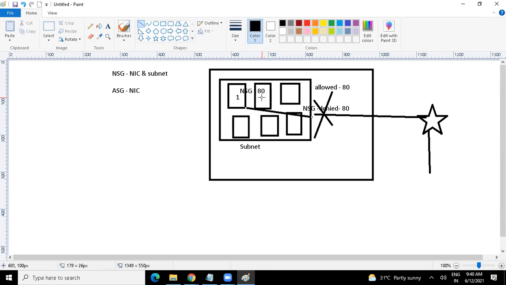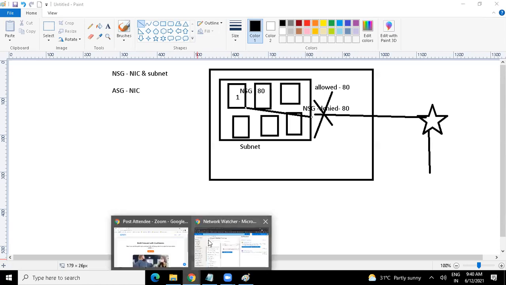So in order for the traffic to reach inside the VM, the NSG applied at the subnet level as well as the NSG applied at the NIC level, both the rules should qualify. Gotcha. Right?